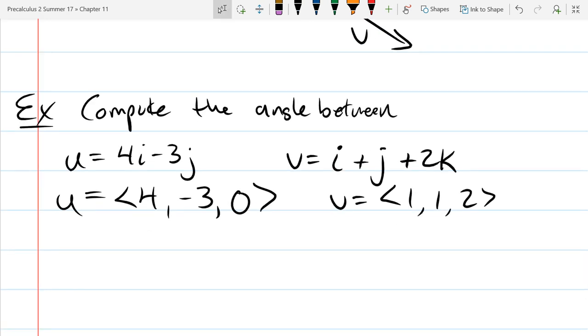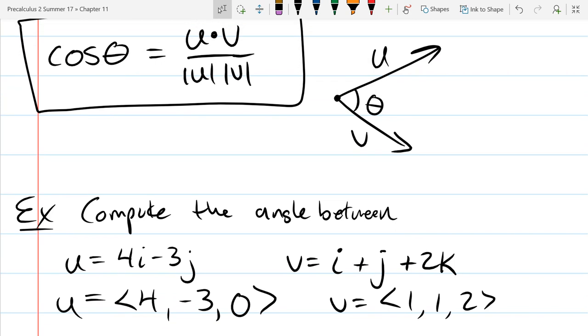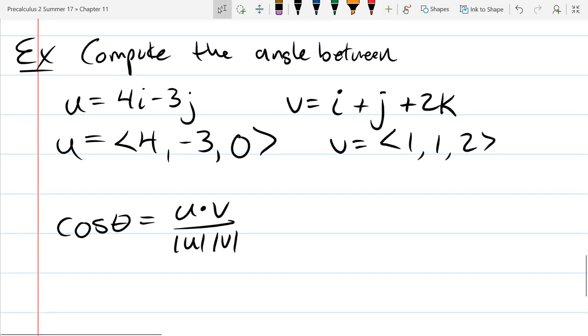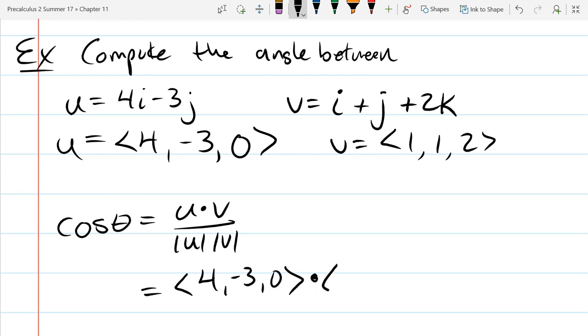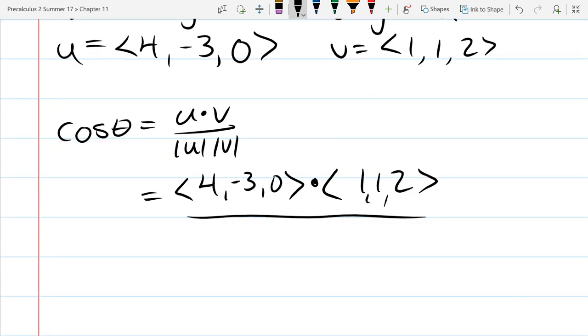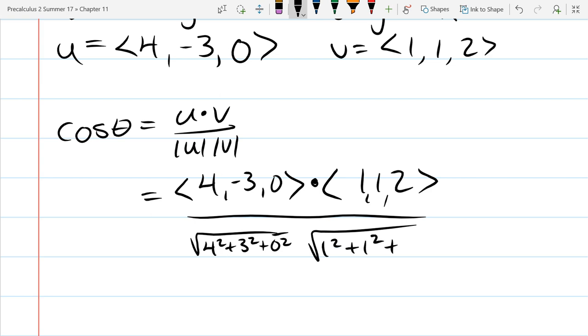All right, compute the angle between. Well, the only thing I know about angles and vectors really is this: cos theta equals u dot v over magnitude u times magnitude v. So eventually we're going to solve for theta, but at the beginning, let's just compute the right side here. So in diamond notation, 4, negative 3, 0, dot 1, 1, 2, divided by the magnitude of u, which is the square root of 4 squared plus 3 squared plus 0 squared, multiplied by the magnitude of v, the square root of 1 squared plus 1 squared plus 2 squared.